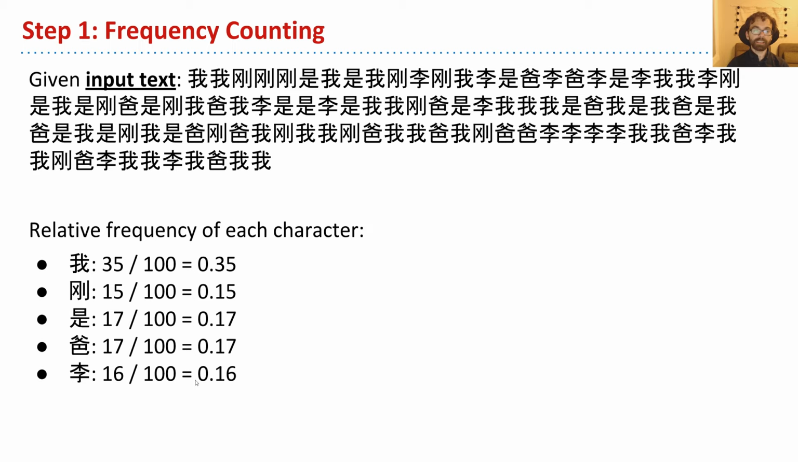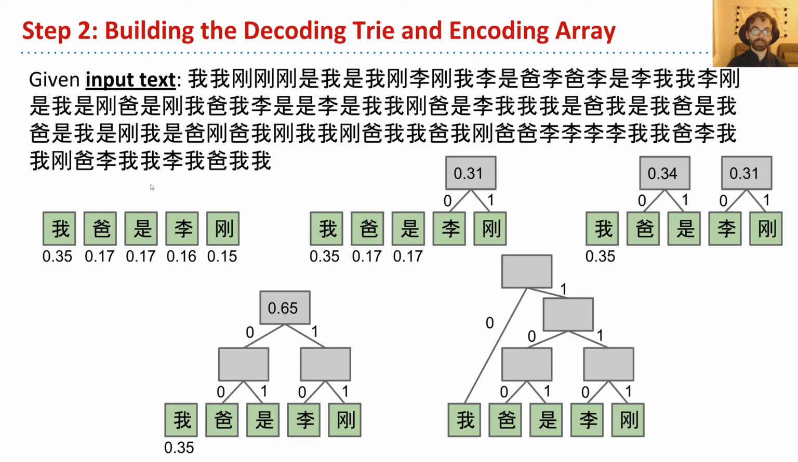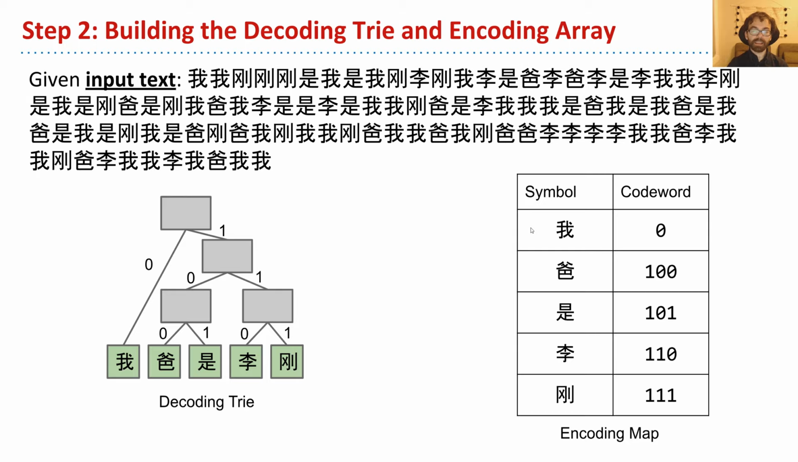The next step is to build the data structures that allow us to encode and decode this input. So to do that, I go through the same step, the David Huffman set of steps, and ultimately get back this. This is our code. And I can represent that as both a decoding trie and an encoding map. And this may also just be an array, depending how you do things, as we mentioned earlier. So we need some kind of data structure that takes each symbol and gives us code words, and then we need a way to go back.